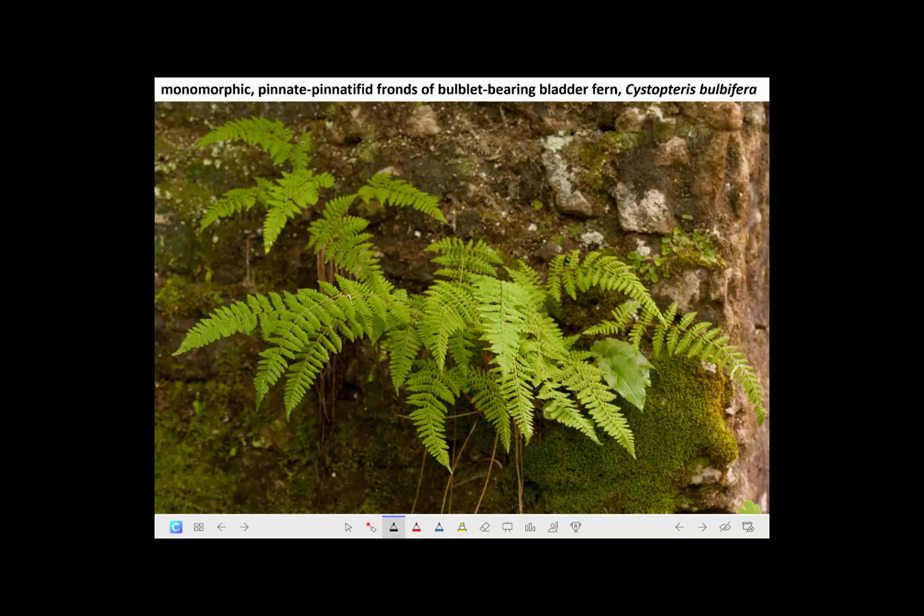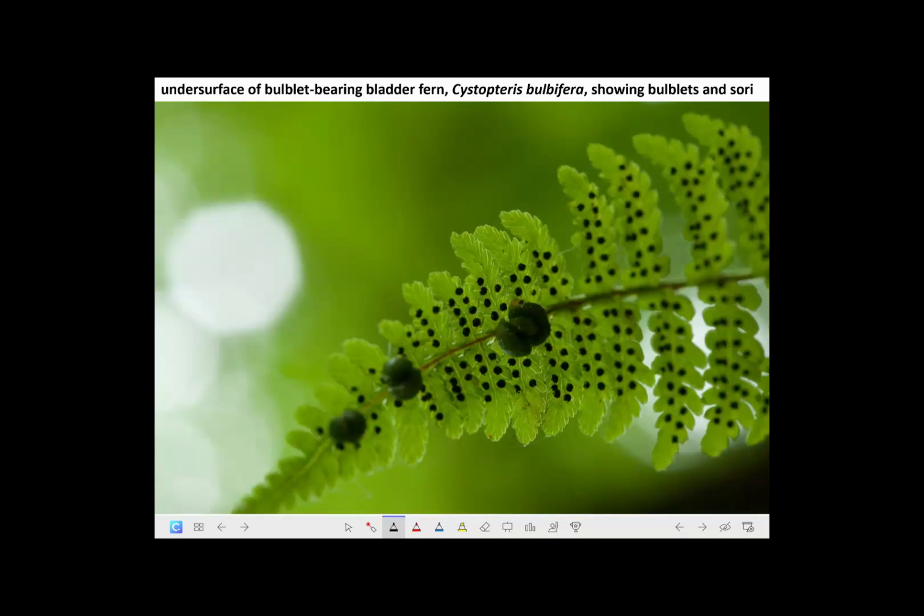Some plants, and in this case ferns, reproduce also asexually, and this is one of the ferns that does. So if we look at the undersurface of this bulblet-bearing bladder fern, we see what we expect to see, little sori, little fruit dots, little aggregations. Each one of these leaflets has about a dozen. But we also see these large pea-sized, lentil-shaped, what are called bulblets. These are asexual reproductive structures.